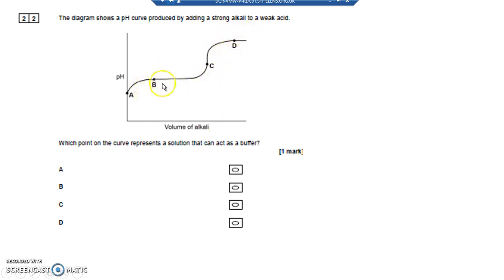Your answer is B. So B, because even though I'm adding alkali here, the pH isn't going up until eventually I add enough alkali to make the pH go up, and D is nearly all pure alkali anyway. But here you've got a mixture of a weak acid and I'm adding a strong alkali and the pH isn't going up, so your answer is B.